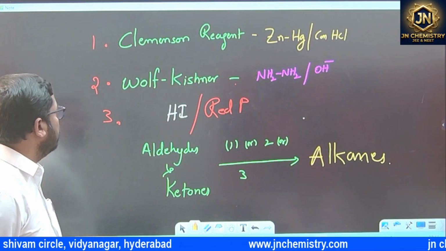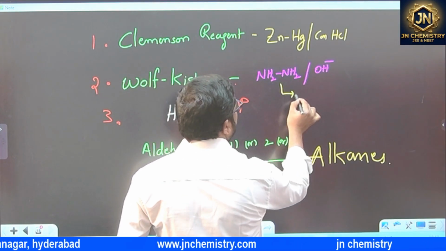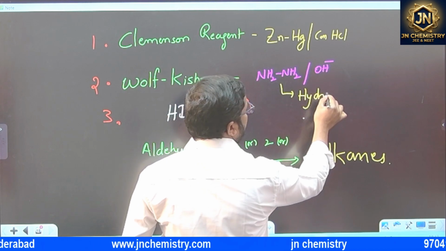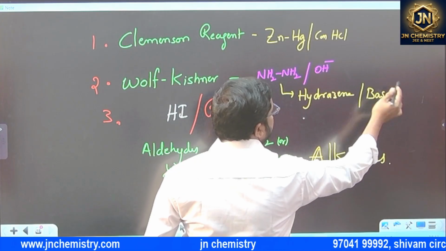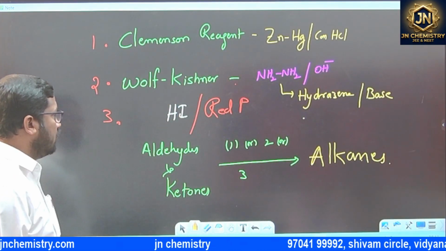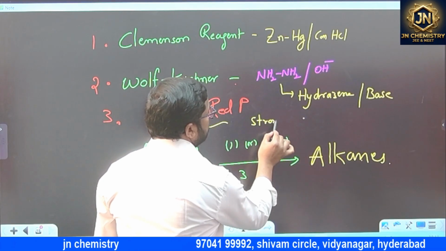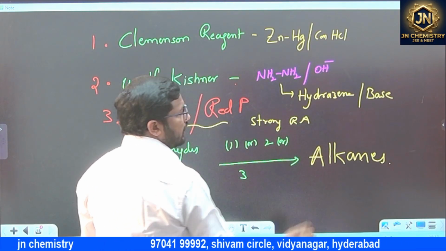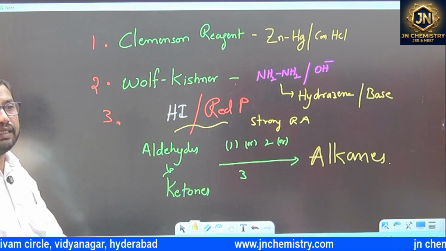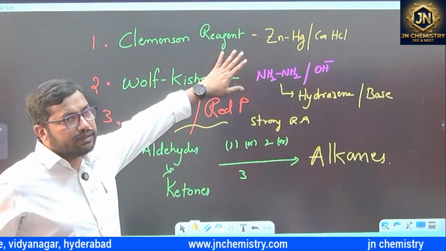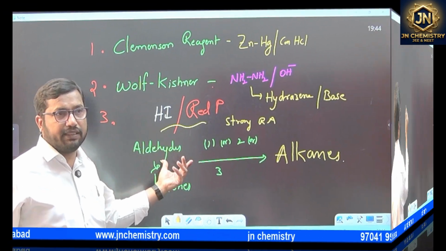Clemmensen reagent, Wolff-Kishner, hydrazine in presence of base, basic medium; this is acidic medium. HI in presence of red phosphorus is a strong reducing agent. The mechanism is there, but first the mechanism is not needed. First learn the reagents, what is the purpose, and what is the reactant and product. Afterwards I'll explain the mechanism.